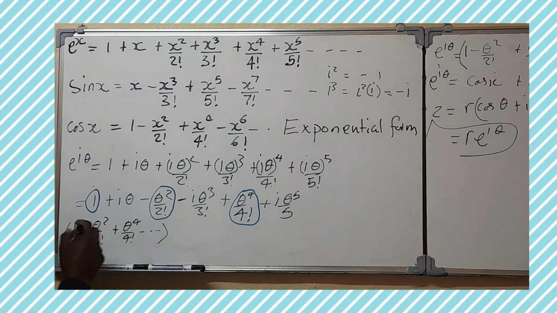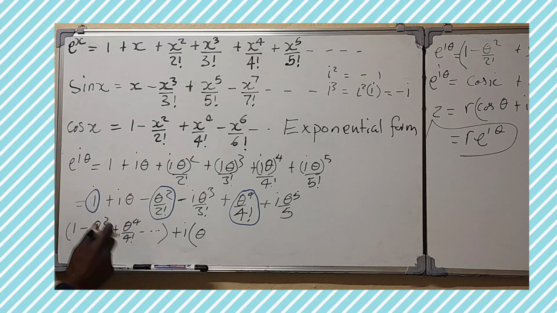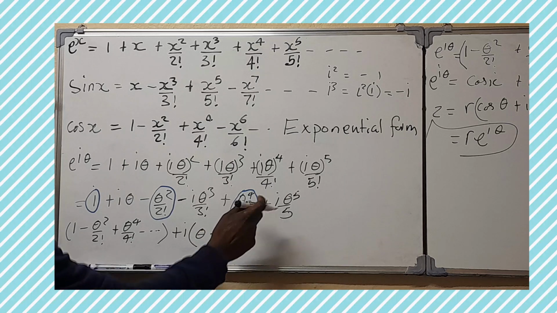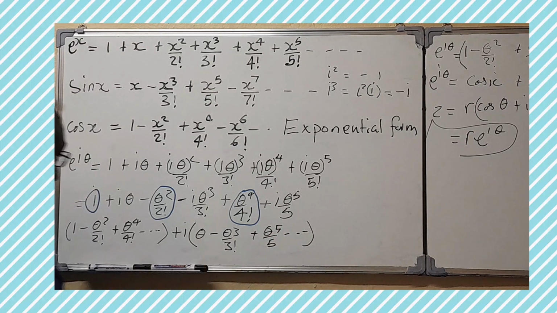Okay, now let's collect the terms with an I. Let's just put our I outside that bracket. So we will have here, the first one is just theta, because we remember it's multiplied by I. The next one will be minus theta cubed over 3 factorial. The next one will be plus theta to the power 5 over 5 factorial. And it goes on, so we put our bracket there. Now, we have 2 groups of terms. We have grouped the ones that are free of I and the ones that do contain an I.